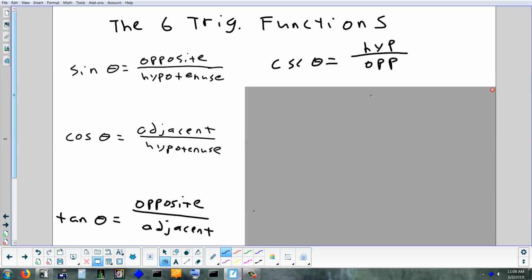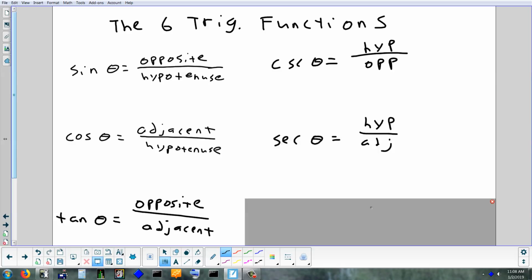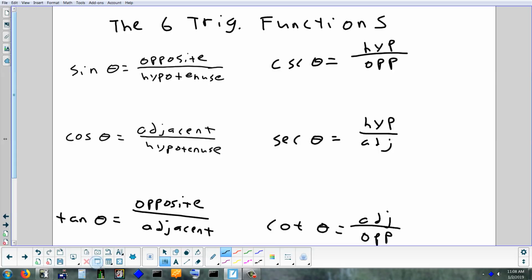Okay, the next one is going to be hypotenuse over adjacent, but I want to see if we remember the name of that. Secant, yep. And the last one is adjacent over opposite, and that's the cotangent. Yeah, very good.